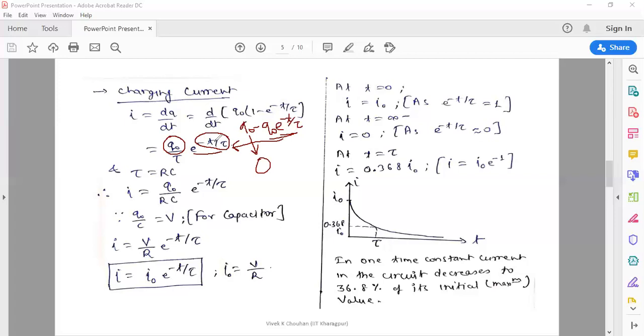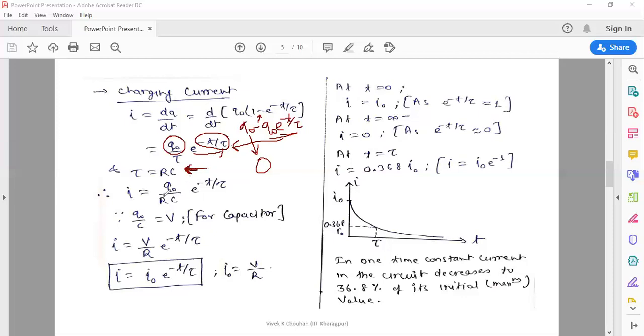Minus 1 by tau, and that minus will become plus after multiplying with this minus sign. So finally you will have plus q naught by tau e to the power minus t by tau. Now we had tau is equals to RC. Previously we had given the product RC the name tau, time constant of the circuit.